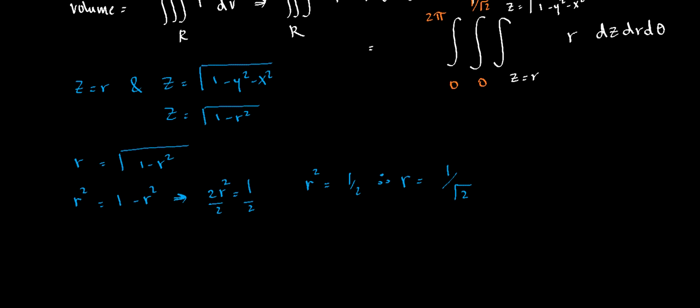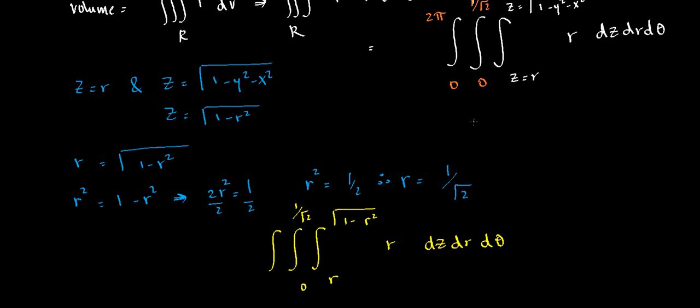So let me rewrite this. The integral to find the volume is going to be r dz dr d theta. Z is going to range from r to the square root of 1 minus y squared minus x squared. So negative y squared minus x squared is going to be r squared. R ranges between 0 and 1 over square root of 2, and theta is going to range from 0 to 2 pi. And if you evaluate this integral, you're going to get the volume of the solid. Yeah, so that's the final answer. Let me box it.